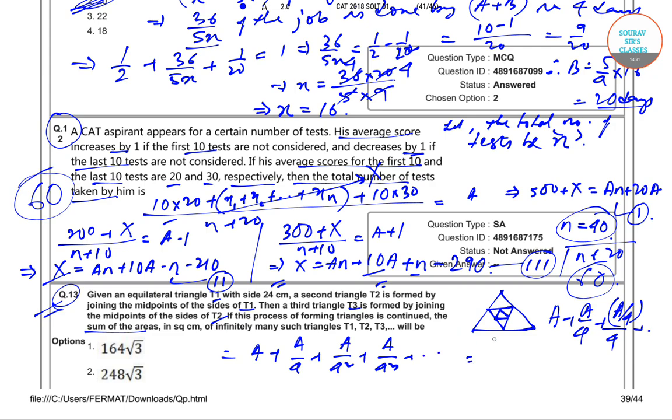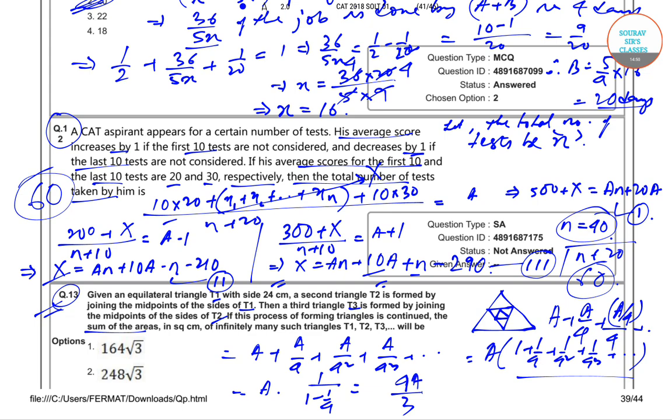If we take A common, then 1 plus 1 by 4 plus 1 by 4 square plus 1 by 4 cube and so on. So this is an infinite GP series, and this will be equal to A into 1 over 1 minus 1 by 4. So this will be equal to 4A by 3. Okay, so basically we need to find out the area of the original triangle and then multiply it by 4 by 3 to get the sum of the areas.